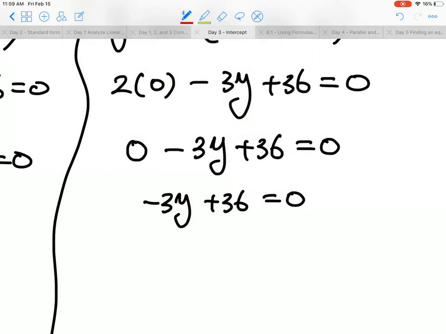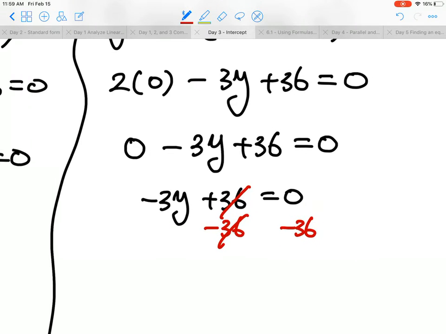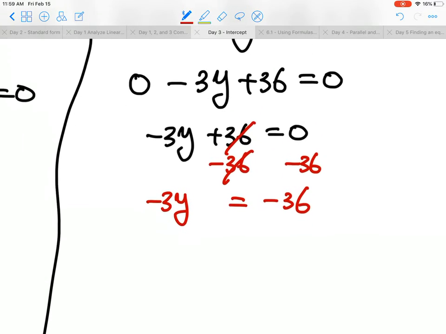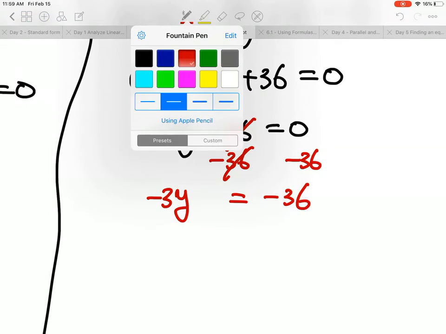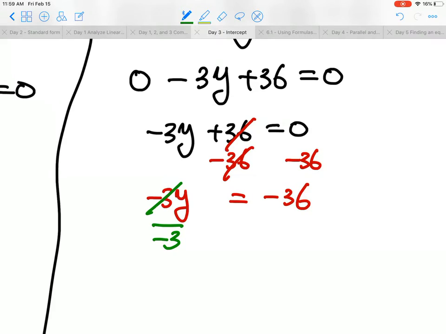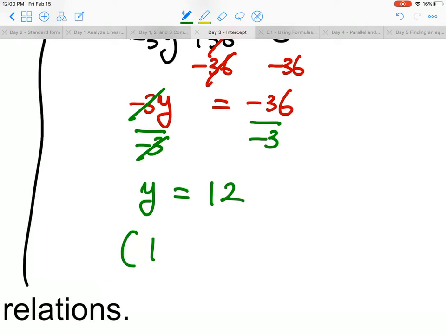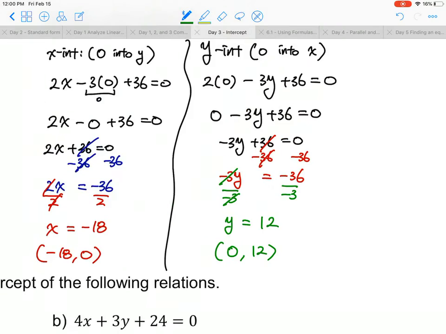Now remember, we need to get rid of 36 according to our SEMDAT, plus minus first. So they're gone. So then we have negative 3y equals negative 36. So then we divide everything by negative 3, so the negative 3's will be gone. So then y will be negative 36 divided by negative 3 gives me positive 12. So in the end, your y-intercept is 0 comma positive 12.